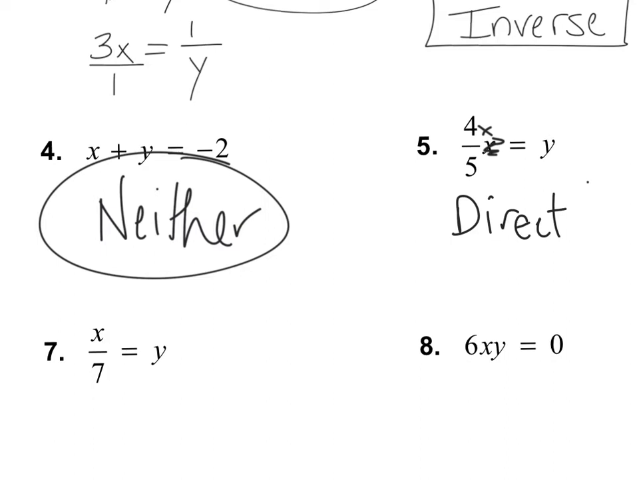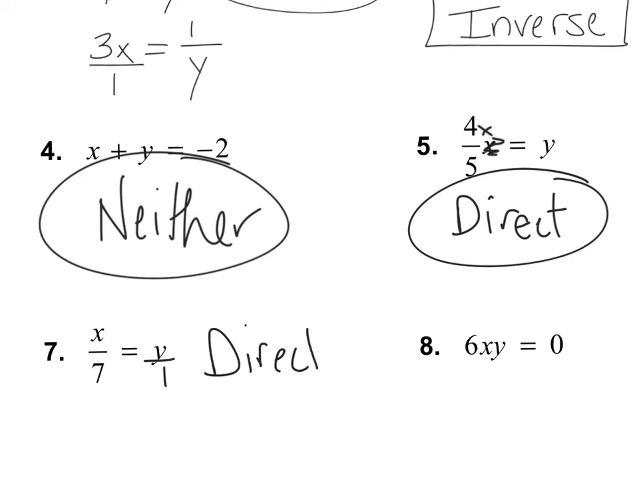Direct variation. Same thing happens here in number 7. So we see they're both on the top. Just to verify, y is y over 1. So yes, the x and y are both on the same side of the fraction line. Therefore, this is direct. And so you get the point.